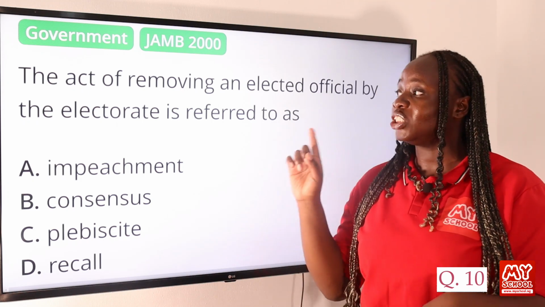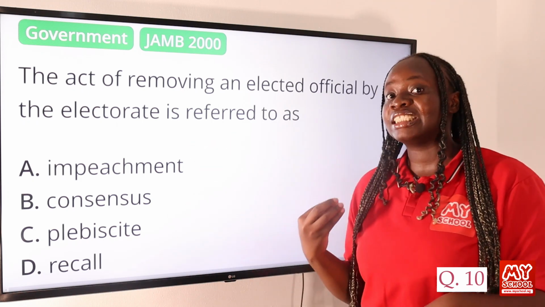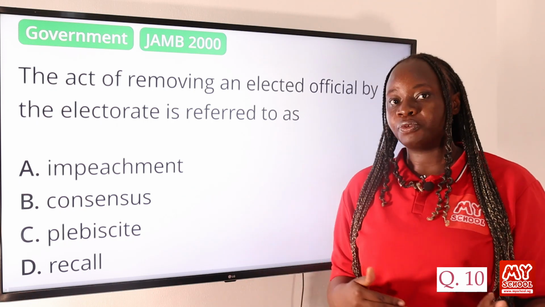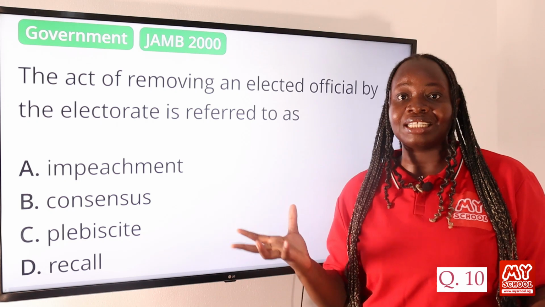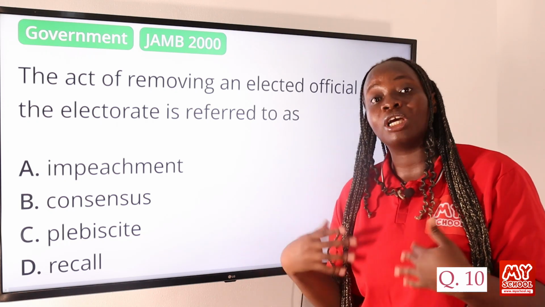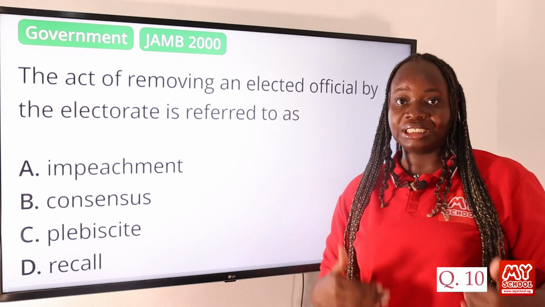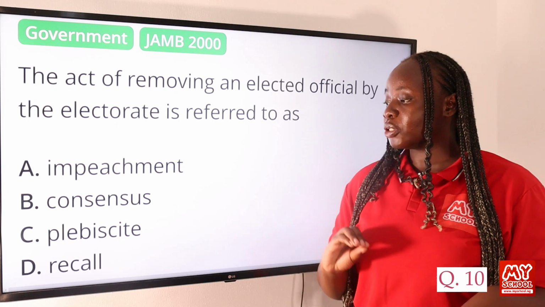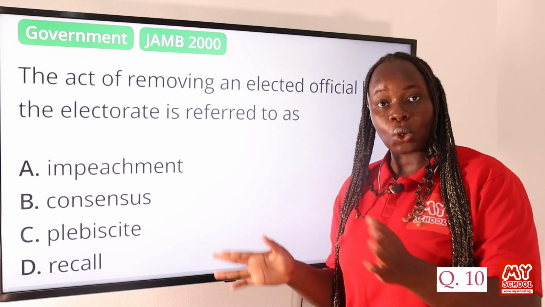Recall is the process by which the electorate removes an elected official, someone that has already been elected into a public office, from office. This is done when they find that this particular person is no longer performing his duty as he should, or is making policies that do not favor the citizens. In Nigeria, for example, the process of recall is only restricted to members of the Senate or House of Representatives.